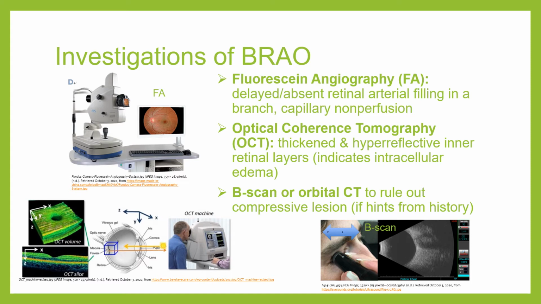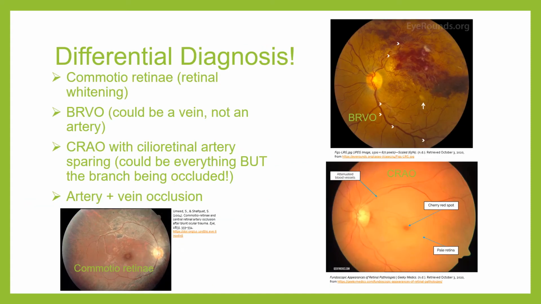If the patient has a history of high intracranial pressure, such as vomiting, headache, nausea, and papilledema according to your fundoscopy exam, then we could use B-scan or an orbital CT to see if there are any masses. So with every patient presentation, we should have a differential diagnosis. As mentioned before, the retinal whitening could be due to commotio retinae from trauma, and it could actually be a vein instead of an artery, making it a BRVO instead of a BRAO.